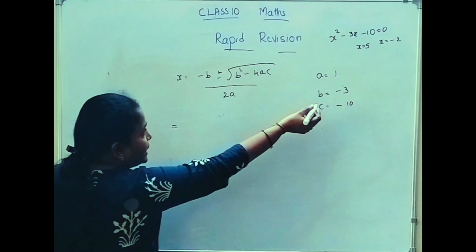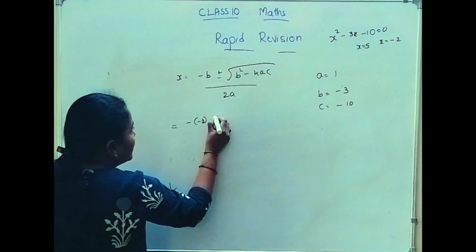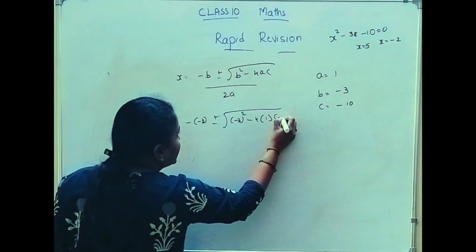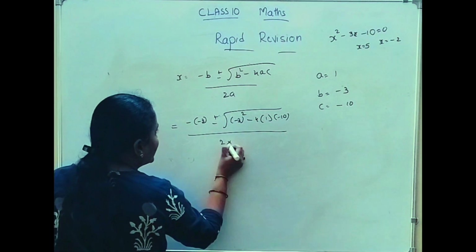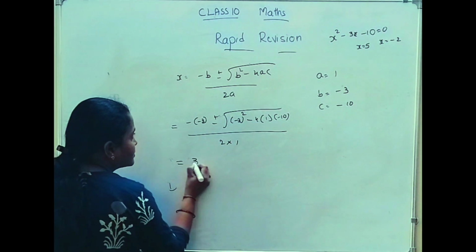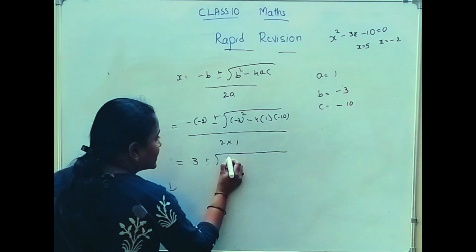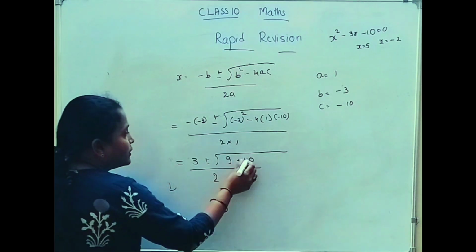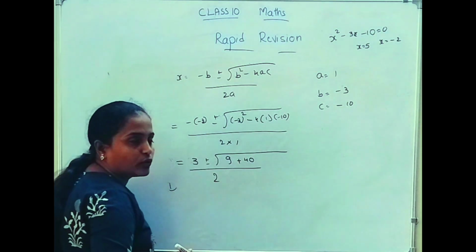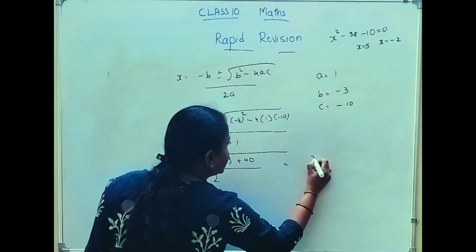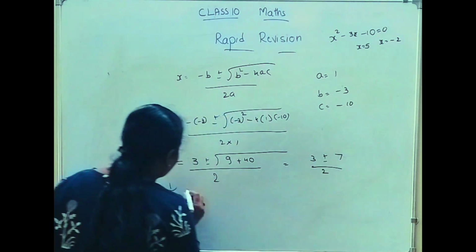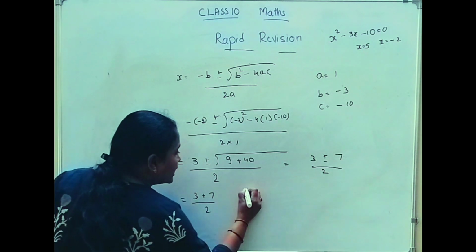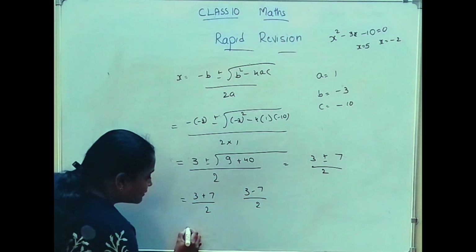So we substitute these values here. What is b? Minus 3. So minus of minus 3 plus or minus square root of minus 3 whole square minus 4 into 1 into minus 10, all divided by 2 into 1. Minus into minus becomes plus. Plus or minus, 3 square is 9, minus into minus is plus, and 4 into 10 is 40. 40 plus 9 is 49, and the square root of 49 is 7. So we write it as 3 plus or minus 7 by 2. We take one plus and one minus to get two distinct roots: 3 plus 7 by 2 and 3 minus 7 by 2.